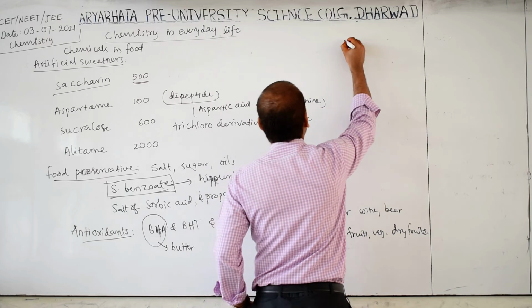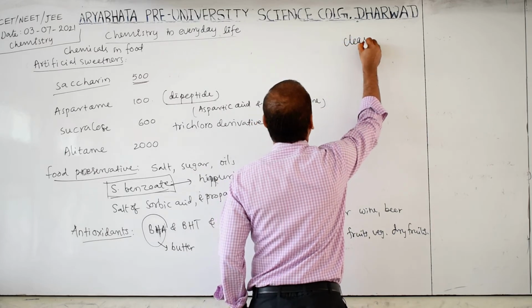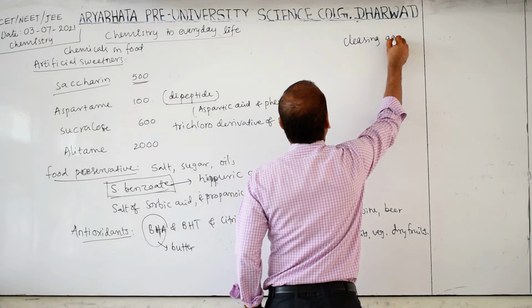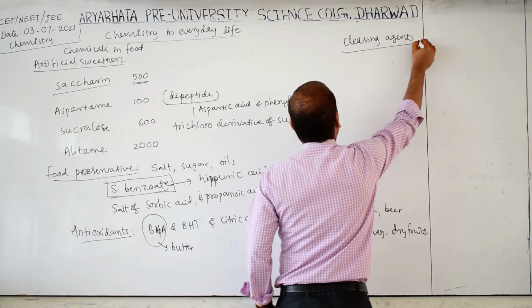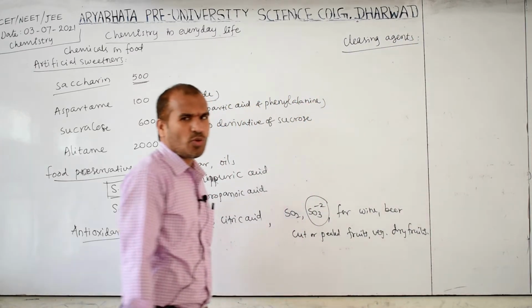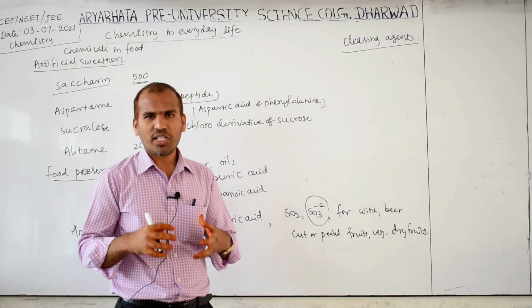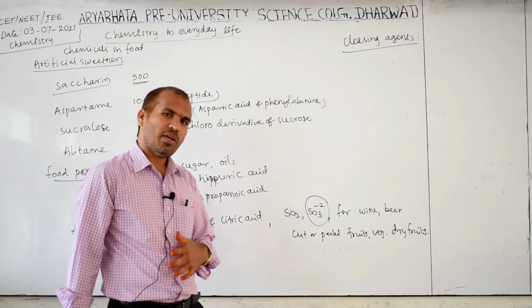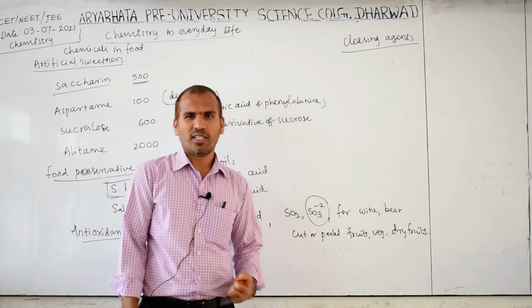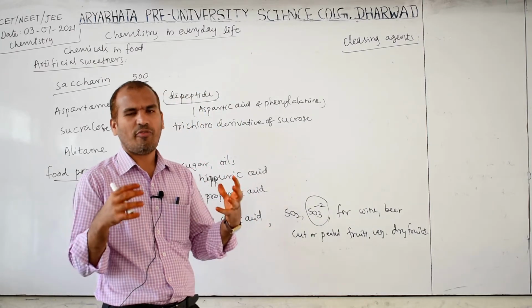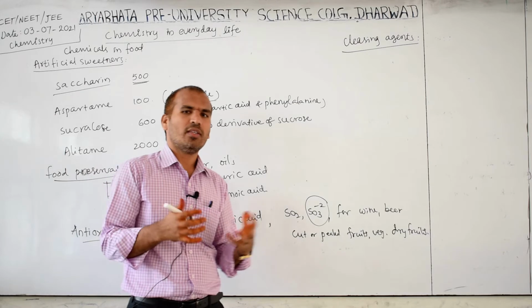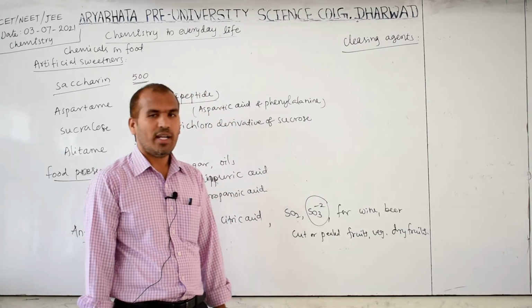Next one is cleansing agents. Cleansing agents are which ones? Soaps and detergents. Soaps and detergents are cleansing agents. They remove fat or dirt on the skin or the fabric, it means clothes. They are called soaps and detergents.